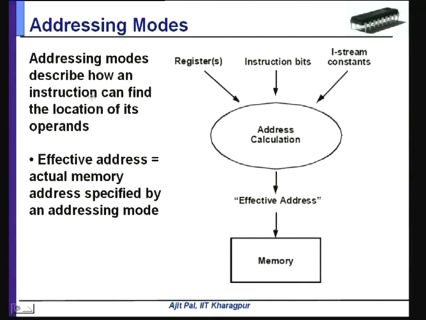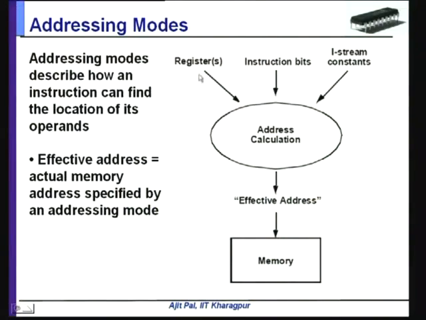Now, addressing modes describe how an instruction can find the location of the operands. You can have a variety of addressing modes to facilitate accessing of operands from registers as well as from memory, and you have to do a calculation of the address from where you will get the operand, and that is called the effective address. So, effective address is calculated whenever your operands are in memory.